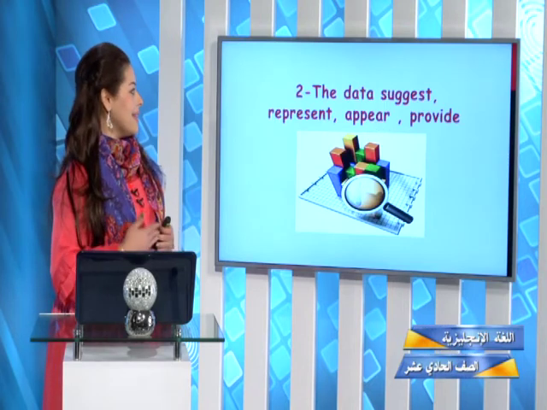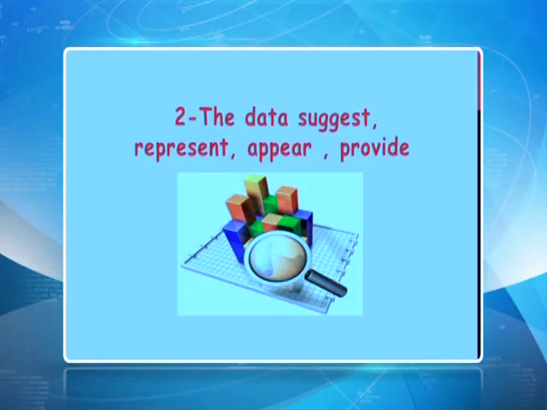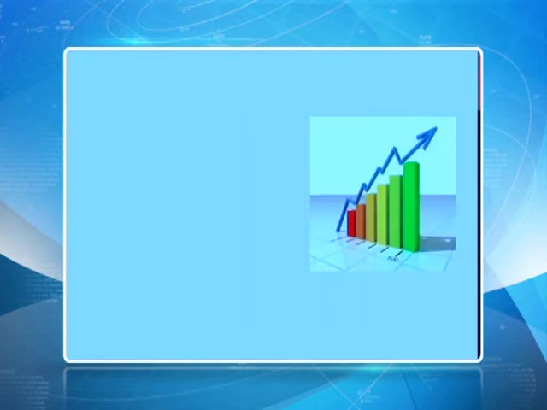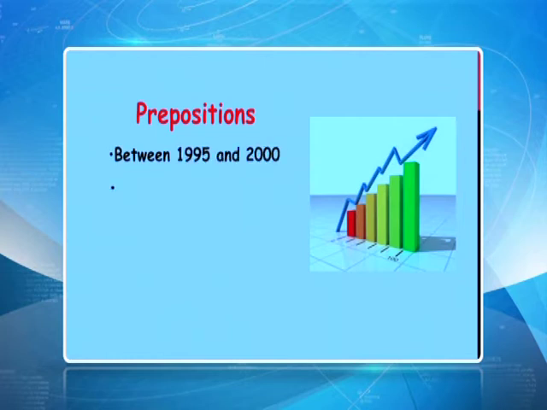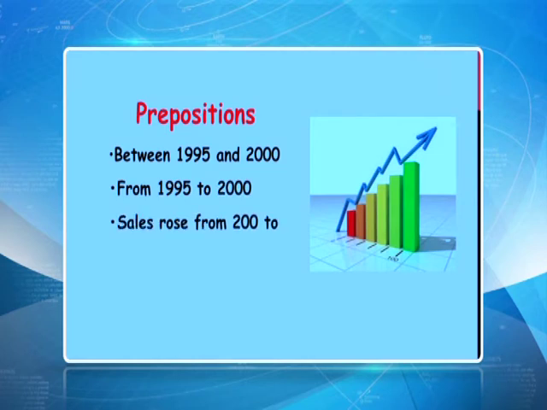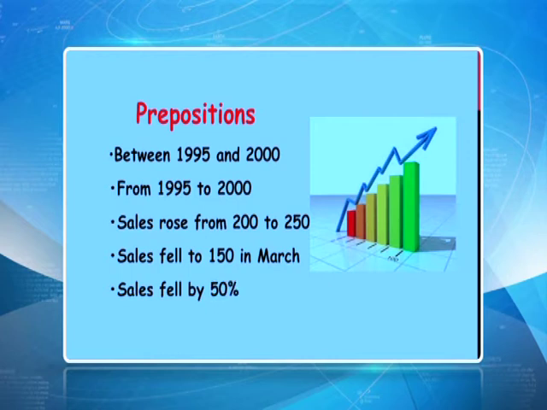In the second paragraph, you will give a little bit more details: the data suggest, represent, appear, provide. And then the last paragraph is the conclusion. But before we go through the conclusion, we can mention some of the prepositions in the body. For example, between 1995 to 2000. Or in other words, we can change our words. We can say from 1995 to 2000.